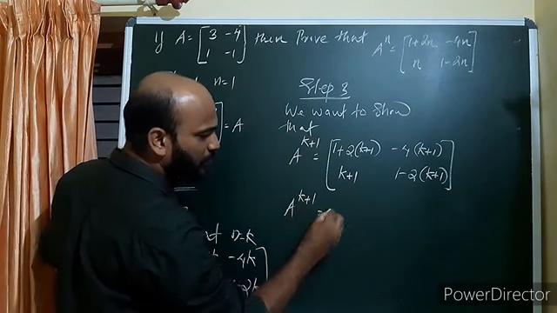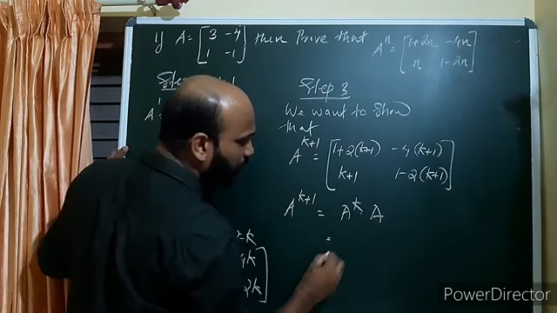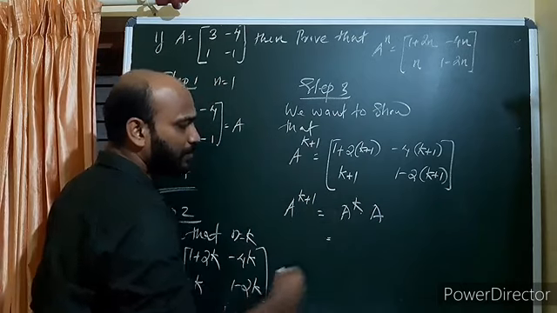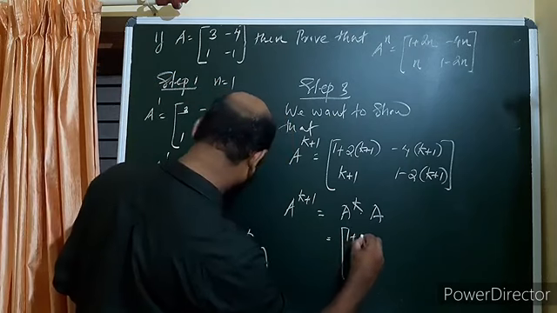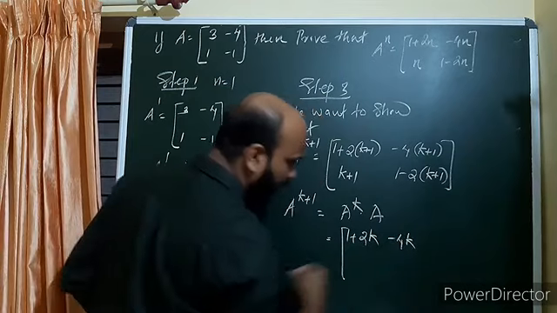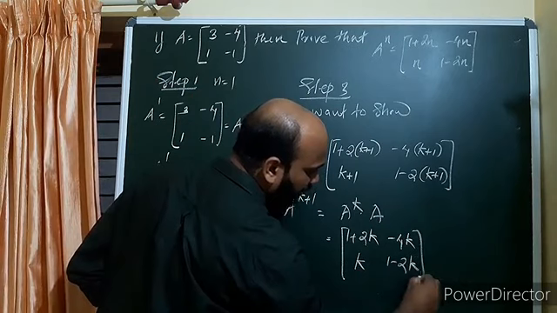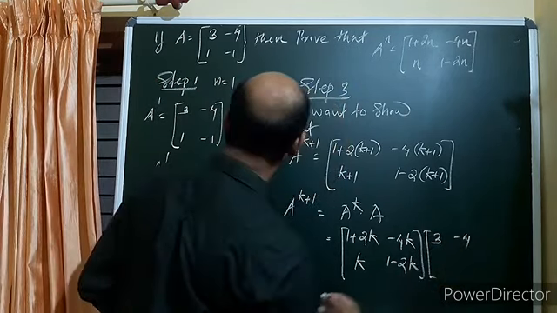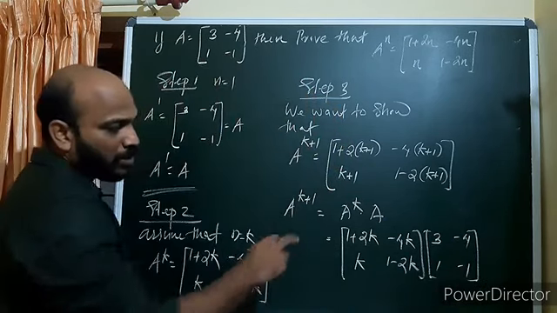A raised to k plus 1, that is equal to A raised to k into A. Now, here you have to substitute value of A raised to k and A. Then you have to multiply. So, what about A raised to k? A raised to k equal to 1 plus 2k, minus 4k, k, 1 minus 2k, into A. A is 3, minus 4, 1, minus 1. This you have to multiply.